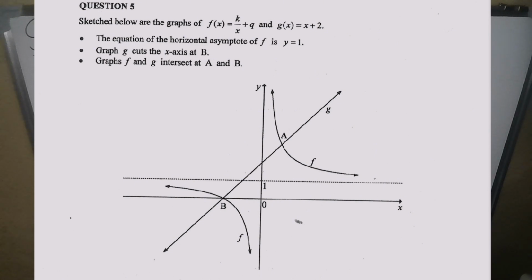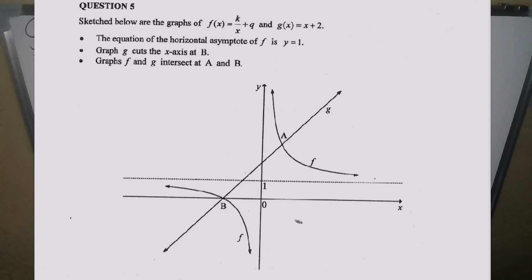First bullet: the equation of the horizontal asymptote of the graph of f is y = 1. A hyperbola has two asymptotes, vertical and horizontal. In this case, the horizontal one is given as 1. Bullet number 2: the graph of g cuts the x-axis at B, where we find the x-intercept. Last bullet: the graphs of f and g intersect at A and B. A and B are the two points of intersection between the two graphs.